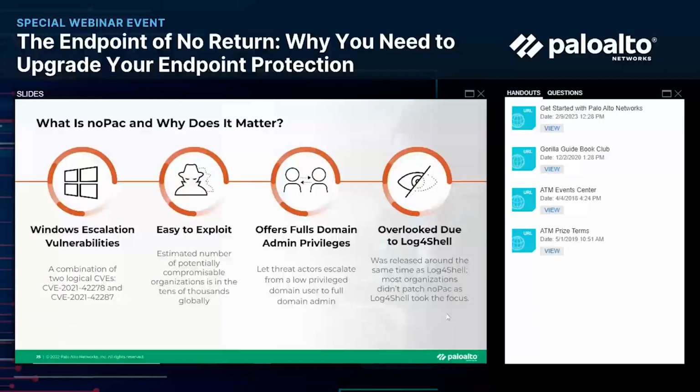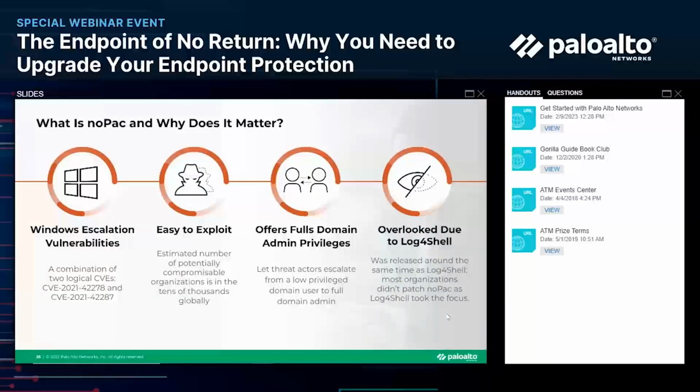Kerberos is a network authentication protocol that is primarily used in Active Directory environments, and it provides strong authentication by issuing tickets to allow access to services. Adversaries can leverage two vulnerabilities together to escalate to domain admin privileges from a standard domain user. These two logical CVEs allow an attacker with low privileged domain user access to obtain a Kerberos service ticket for a domain controller computer account. This effectively enables an ordinary domain user to easily elevate their privileges to domain admin.